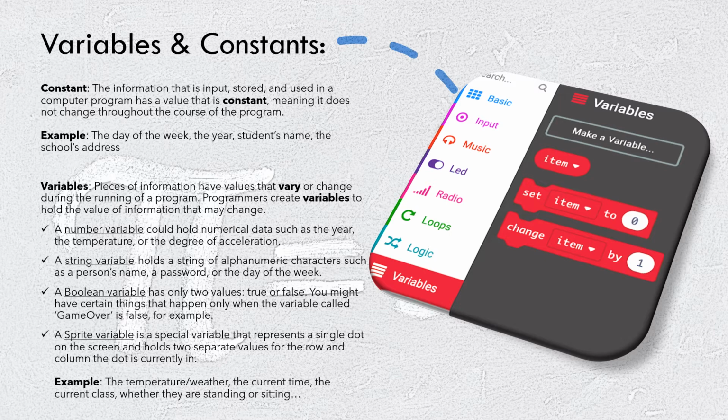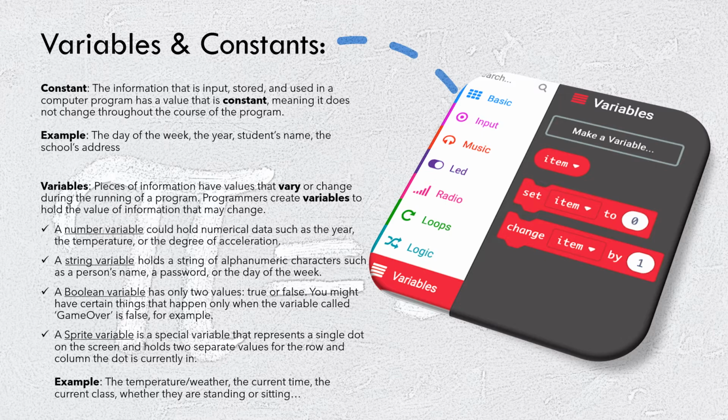Some of the information that is input, stored and used in a computer program has a value that is constant, meaning it does not change throughout the course of the program. An example of a constant in maths is pi, because pi has one value that never changes. Let's understand this by looking at the given examples.